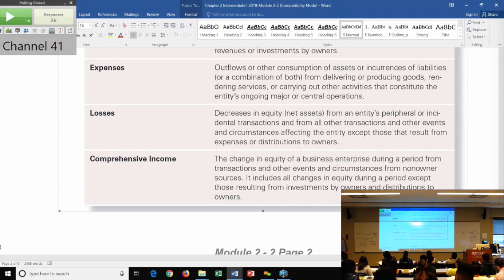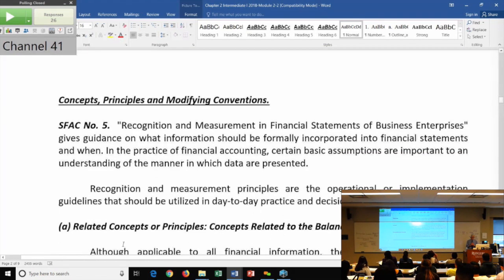Again, a lot of this is just overview material, and we'll dig into this in more detail at some point. All right, so that is concept statement number 6. The last concept statement is number 5.